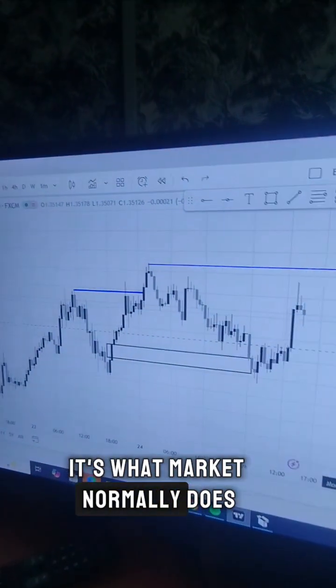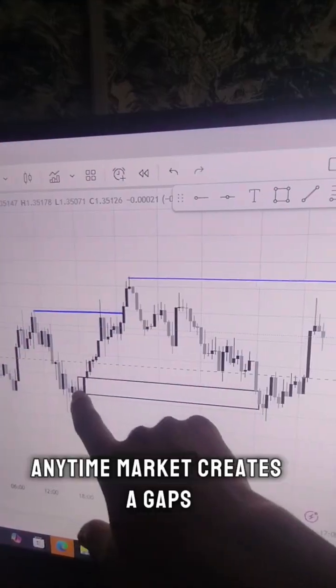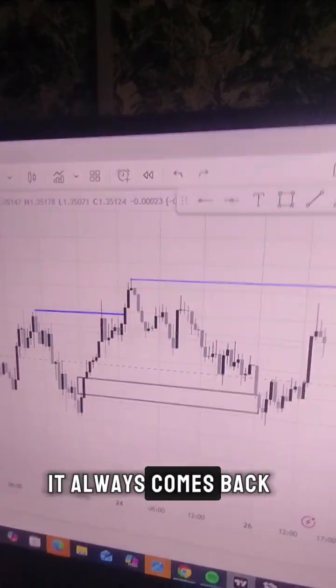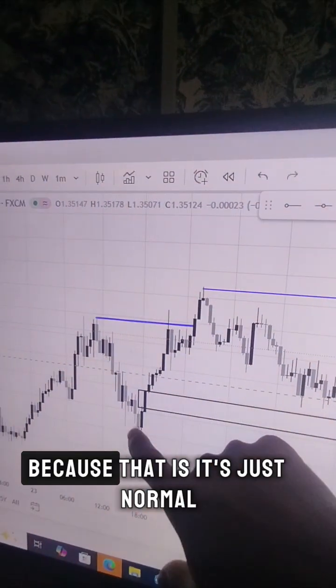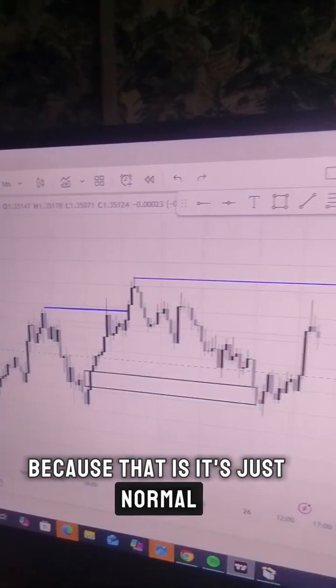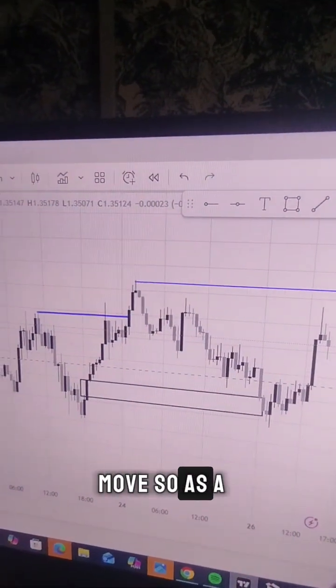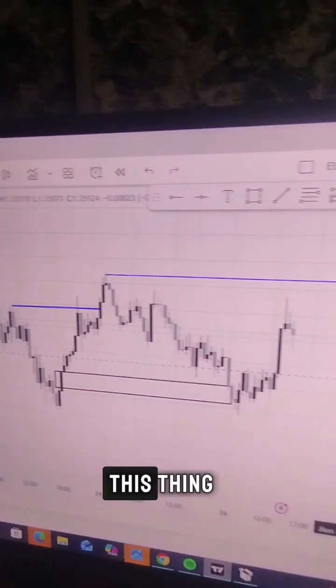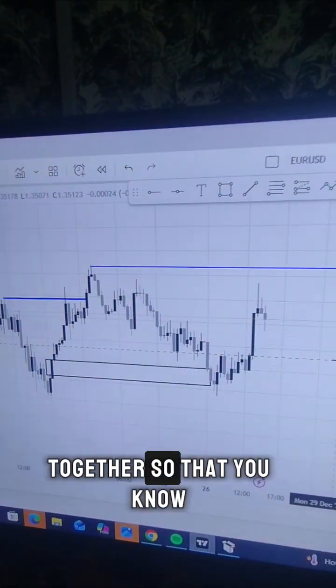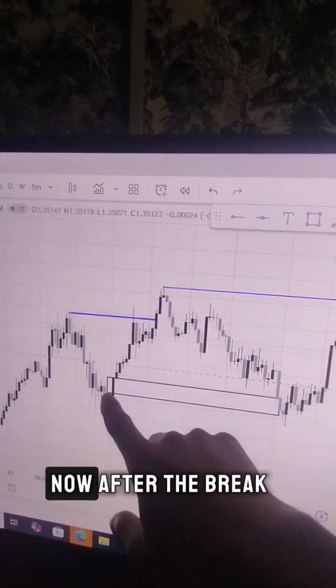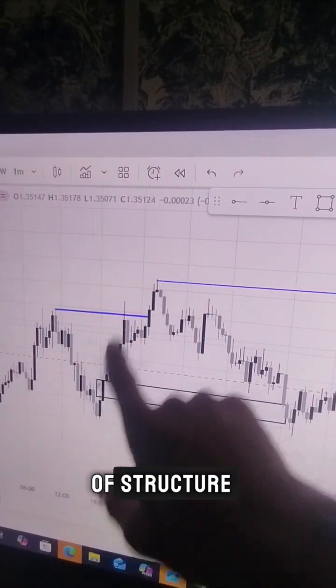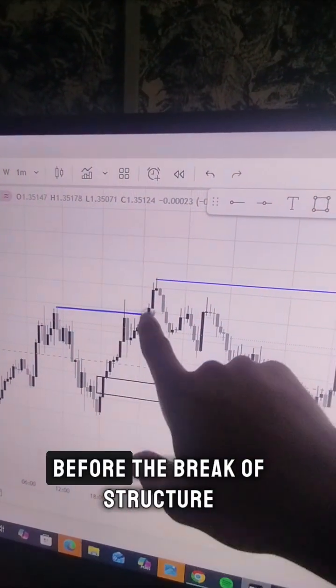I'm not the one that made that concept. It's what the market normally does. Anytime the market creates a gap, it always comes back to fill in that gap, because that is just normal. That is how the market moves. So as a smart trader, you make use of this. You pull these things together so that you know when to trade.